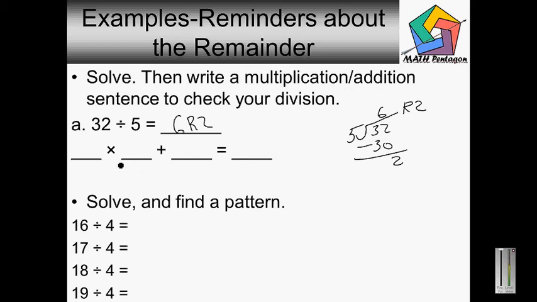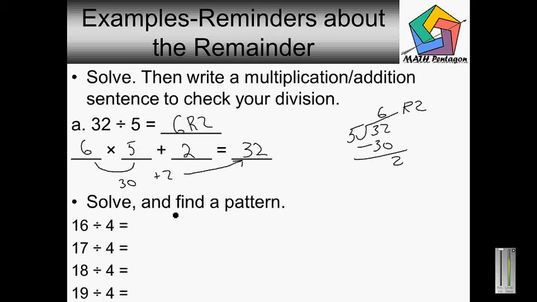Now we're going to plug it into our sentence. So we have 6 times 5 plus the remainder of 2 is going to give us the answer of 32. As you can see, 6 times 5 is 30, plus the 2 is going to give us 32.